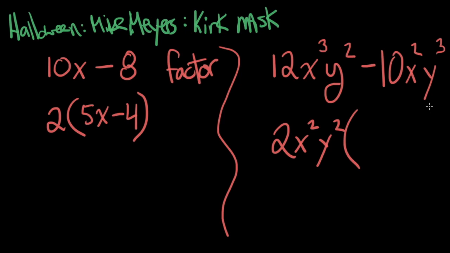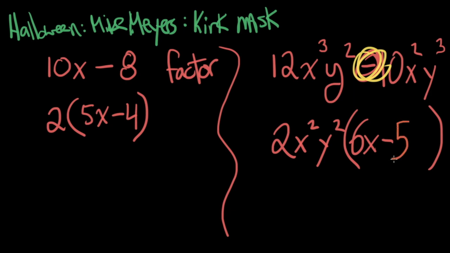And what is left over? 2 times what is 12? 6. I took 2 of the x's. How many are left? 1. I took 2 of the y's. How many are left? None. So I don't write y at all. They're all taken. 2 times what is negative 10? Don't get tricked by that. It's negative 10, right? Yeah, negative 10. I wanted to make it yellow to make a point. It's negative 5. And I took 2 of the x's. How many are left? None. I took 2 of the y's. How many are left? 1. And there's your answer. Boom.